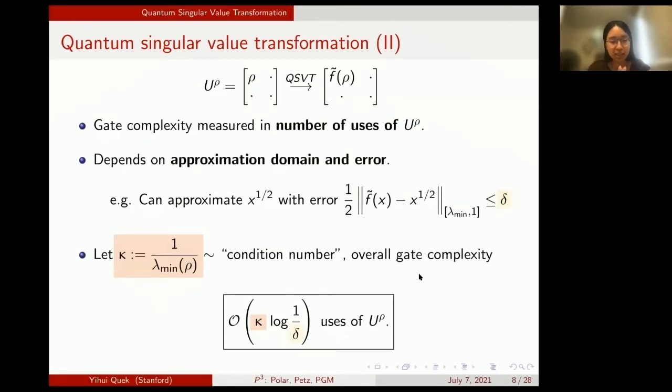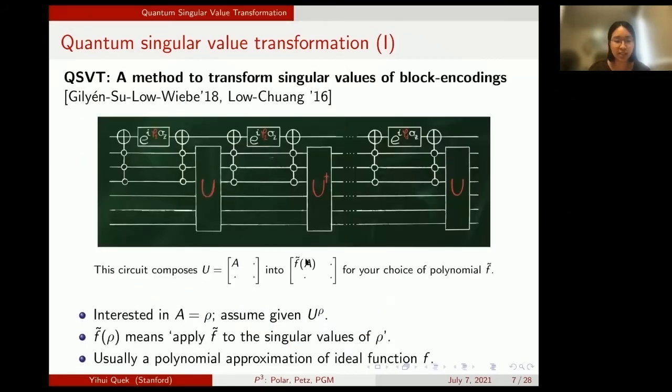Okay, so an example. In this example, we have a block encoding of a density matrix U rho. And let's say that we want to transform U rho using the function F tilde. So what is the complexity of this transformation? It's actually measured in the number of uses of U rho. The reason for this is that the circuit kind of stacks this original unitary U with some other functions in the middle. So the complexity of the circuit is basically the number of repetitions of this unitary U, which is the block encoding of the thing that you want to transform.